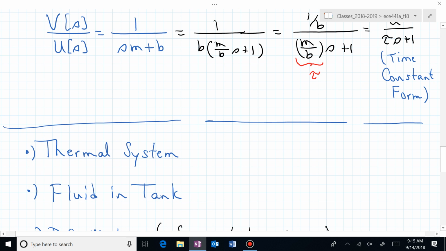Fluid in a tank, similar. If you have something flowing into a tank, let's say one source, now you're pouring water in and the water just goes up, kind of like you're charging that capacitor. Again, a first order system.